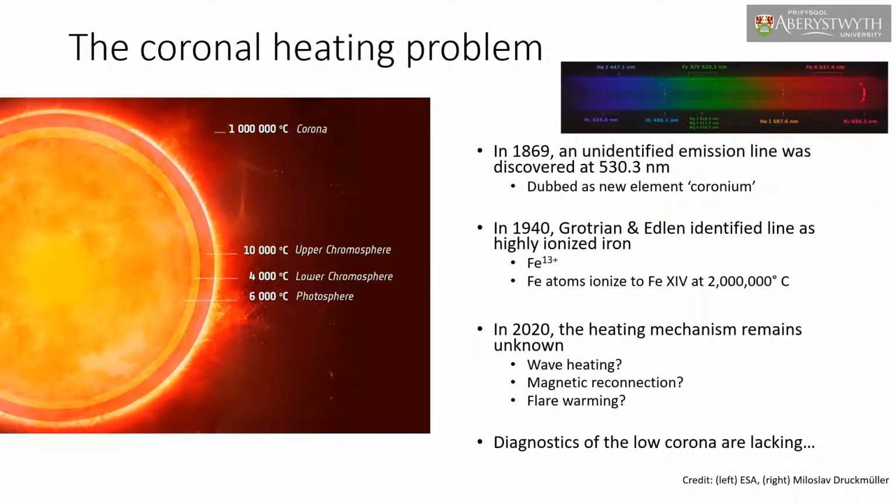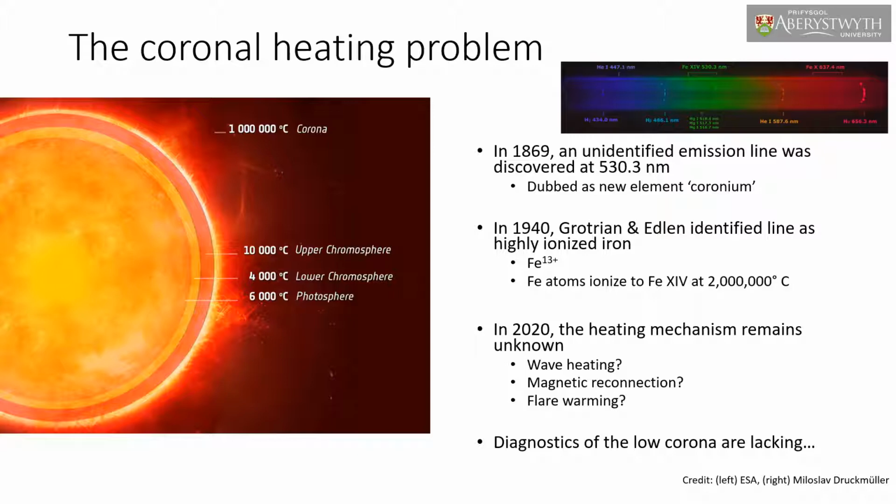The reason why this layer of the atmosphere is so important ties back to some of the earliest spectroscopic observations, which coincidentally happened during solar eclipses. Way back in 1869, an unidentified green line, this one right up here, was discovered during an eclipse. Now, at the time, 530 nanometers didn't correlate to any known element, and it was thus dubbed coronium, as some new exotic atom found only in the atmosphere of the sun.